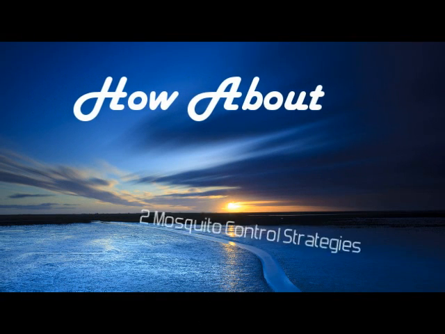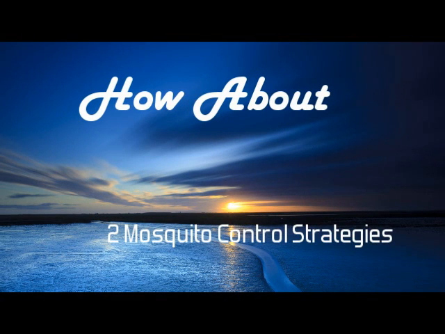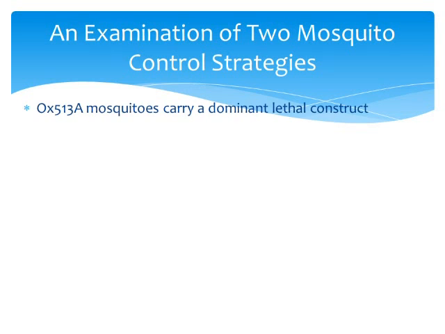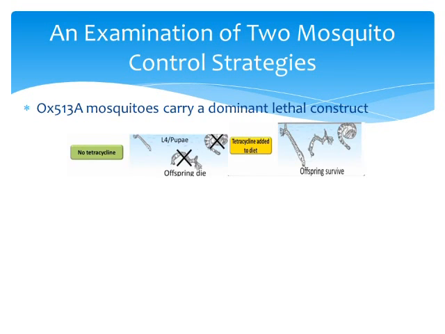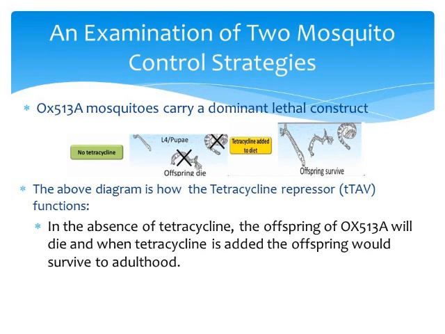In this video, we're going to look at 2 mosquito control strategies and some concerns that we may have with their implementation. The first strategy we're going to look at is the Oxitec OX513a genetically modified mosquito, where they have a tetracycline repressor so that the mosquitoes die if they don't have exposure to tetracycline, and the mosquitoes and the offspring would live if they do have exposure to tetracycline.